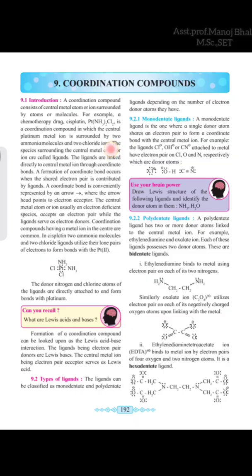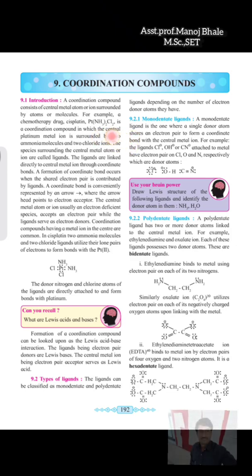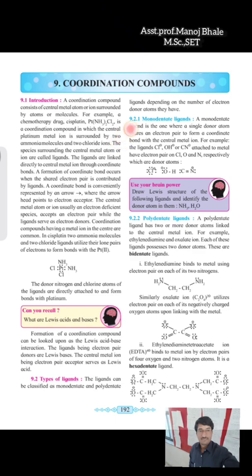This is chapter number 9. In the coordination compound, this is cisplatin. Cisplatin is a platinum surrounded by how many ammonia? There are two ammonia and two chlorines. So this is an example of a coordination compound.